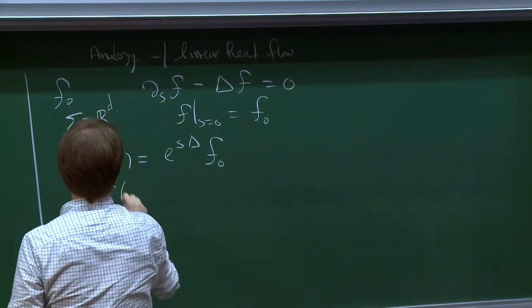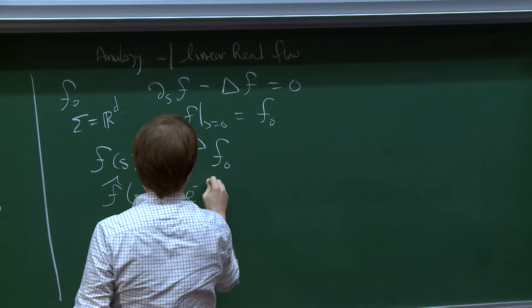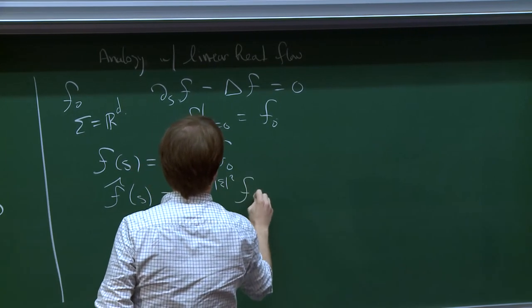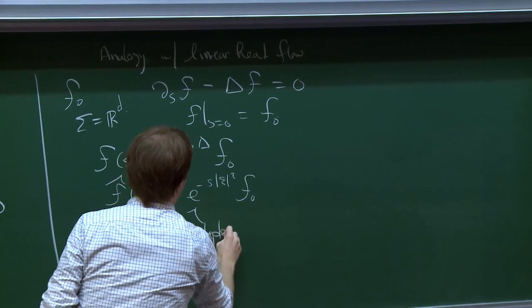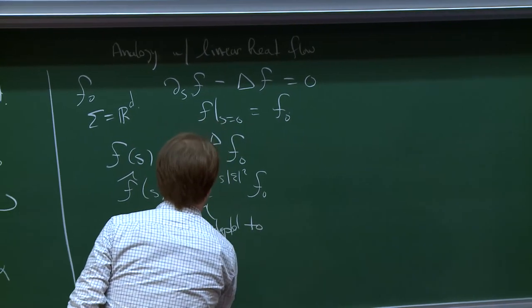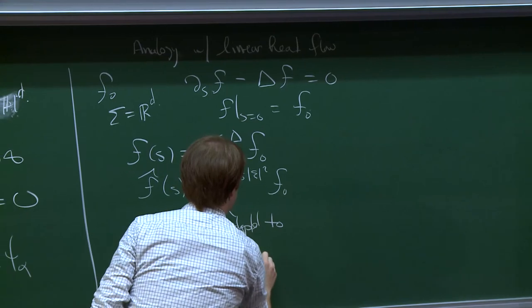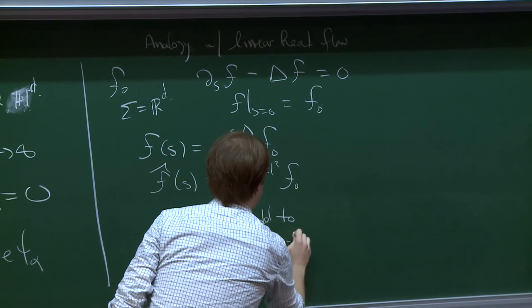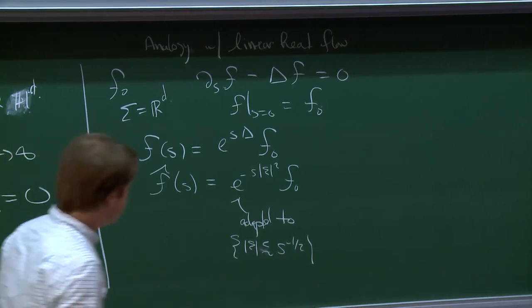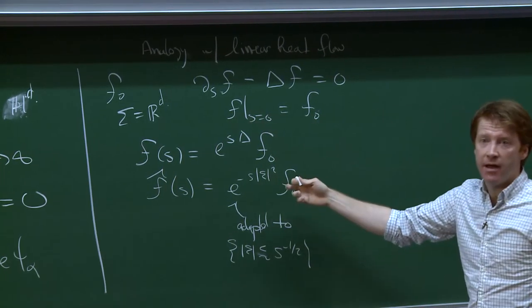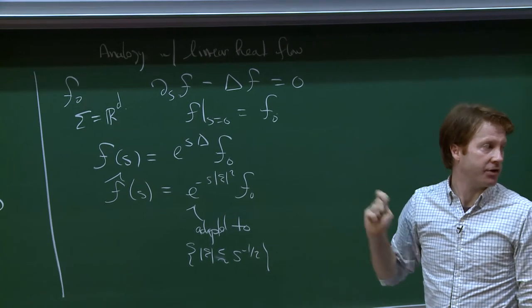The solution to the heat equation, f of s, is nothing other than convolution with a Gaussian, in the case where the domain is R^d. On the Fourier side, it is e to the minus s ξ squared times f naught hat, and this is a Gaussian adapted to the ball, frequency ξ less than s to the minus 1/2, in frequency space. And so this damps the high frequencies of the function f.